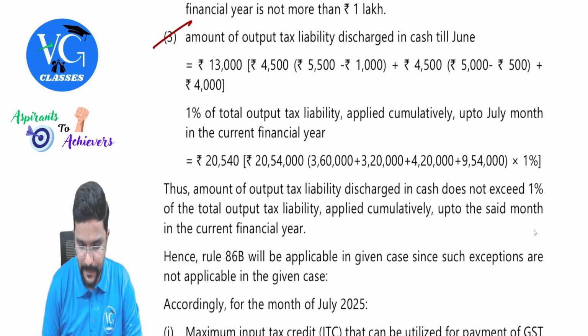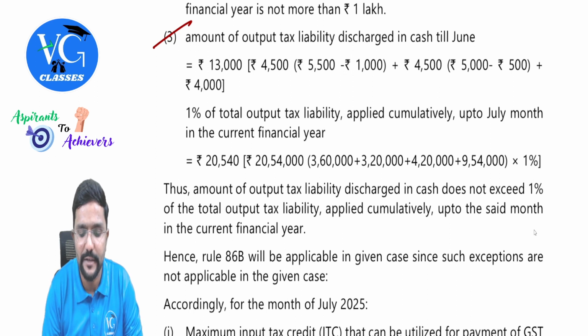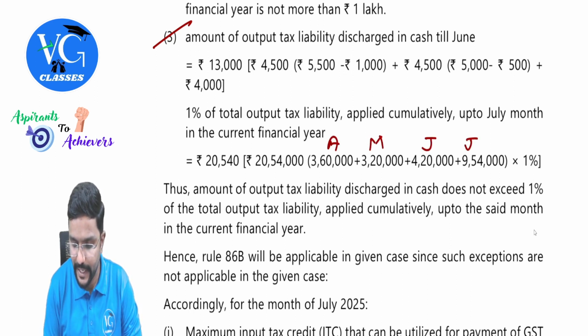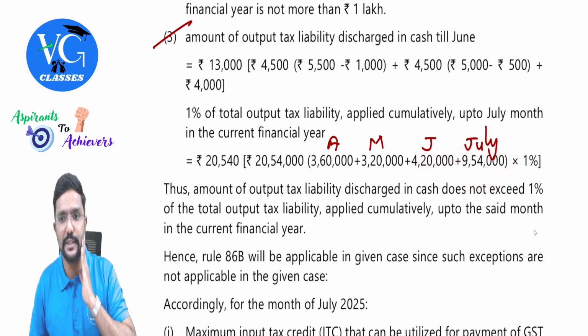I will take it like this: 3,60,000, 320. Let me write it for this. This is for April, May, and June. Sir, should I take it for July also? Yes, guys, please take it for output tax calculation.